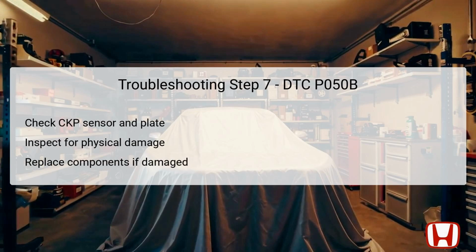The 7th troubleshooting step involves a thorough visual inspection of the CKP sensor, also known as the crankshaft position sensor, and the CKP pulse plate. These components are crucial for detecting the position of the crankshaft, which informs the ECU on when to ignite the fuel. Inspect these parts for any signs of physical damage or wear, as deterioration can lead to erroneous readings and consequently ignition timing issues. If any damage is found on either component, replacement is necessary to restore accurate sensor function.